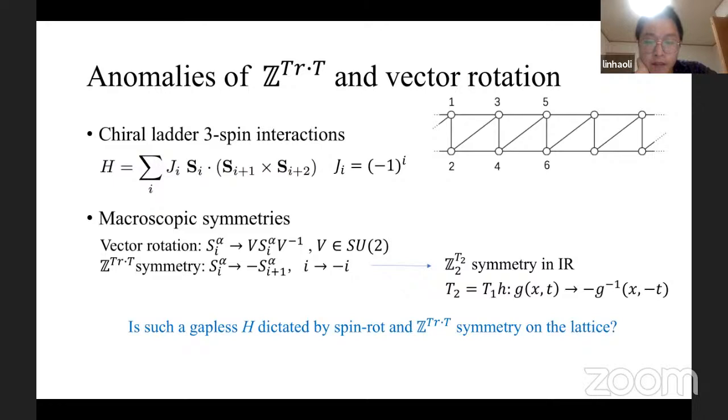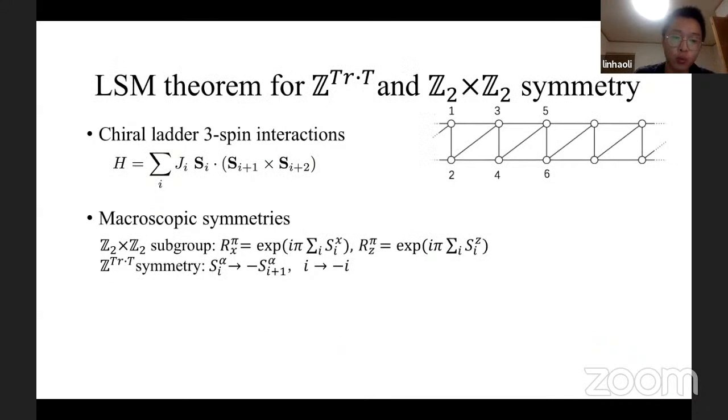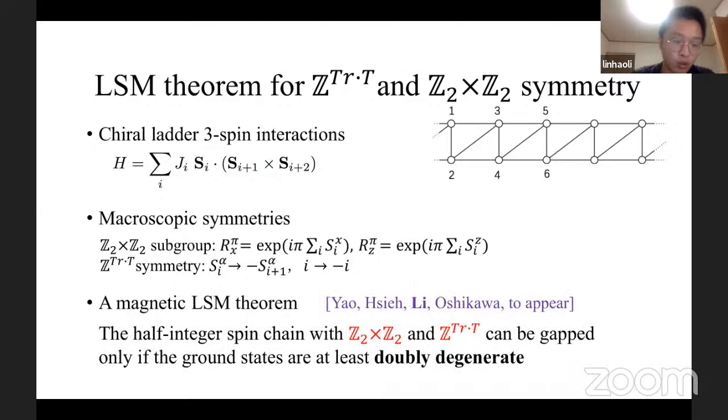The answer is yes. In fact, we only need to include the D2 cross D2 subgroup of the SO(4) spin rotation. And this subgroup contains the pi rotation along the x axis, z axis, and y axis. And then we propose a new magnetic LSM theorem. If a half-integer spin chain preserves the D2 cross D2 and the translation time reversal symmetry, then the Hamiltonian can be gapped only if the ground states are at least doubly degenerate.